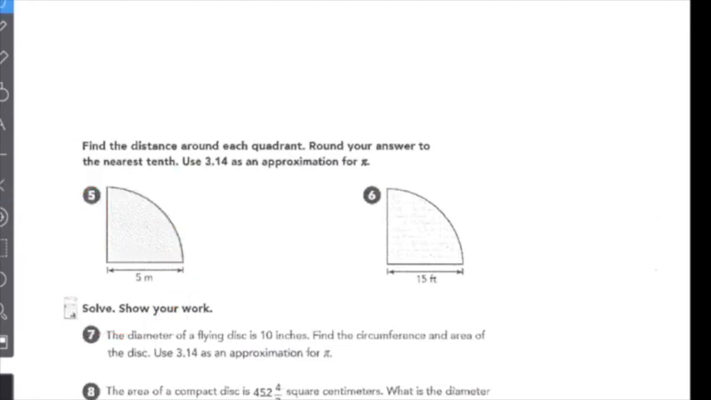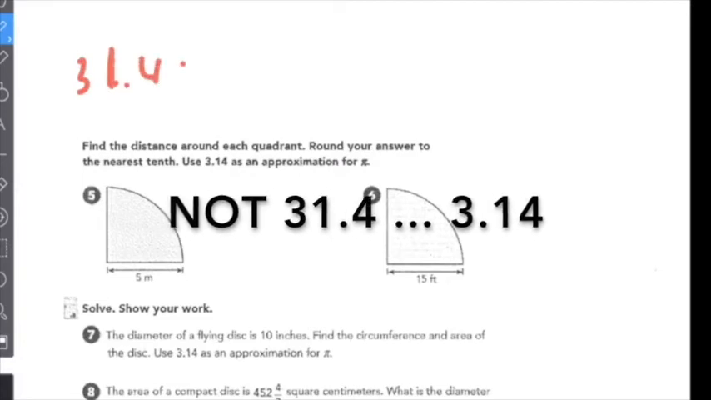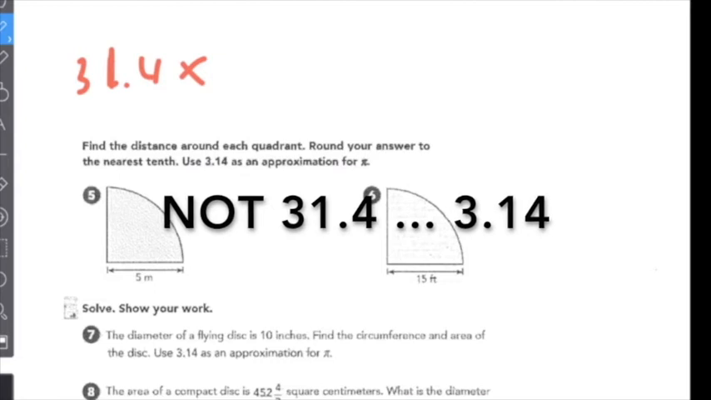Okay, so it's going to be 3.14 times, we're going to do 2 times 5, which is 10. So we're going to do that quickly because it's 2 pi r.